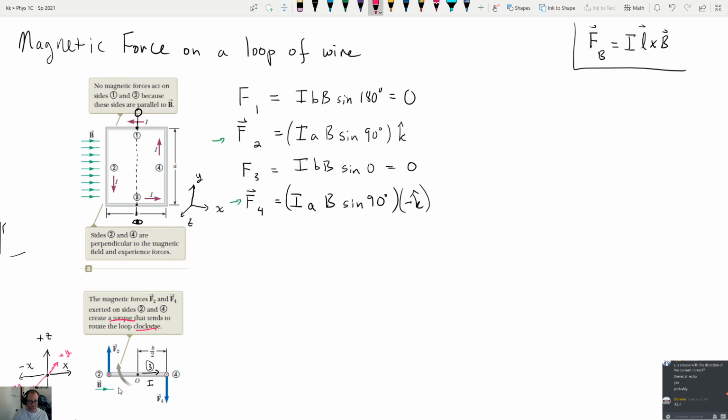Can everyone see that? If this side has a force up and this side has a force down and the front and the back have no forces, then it's going to rotate in a circle like this, right? And we can say that there's going to be a torque that's created on side 2, plus, if I add to that the torque that's created on side 4, then that should give me the total torque that's acting on my system.